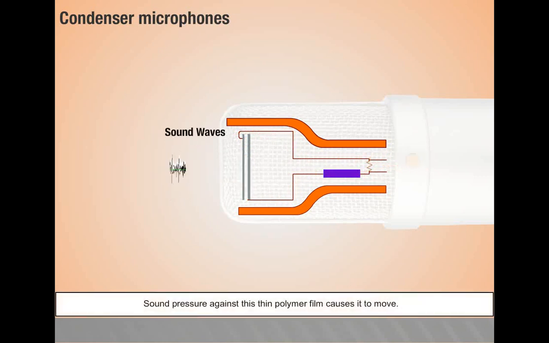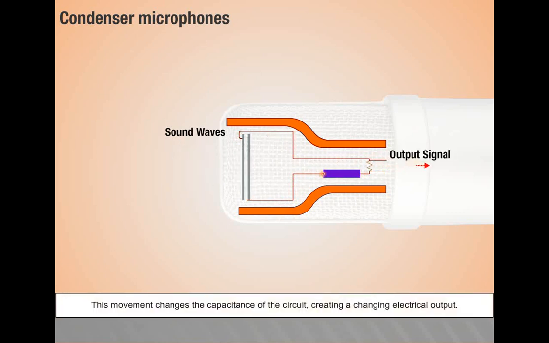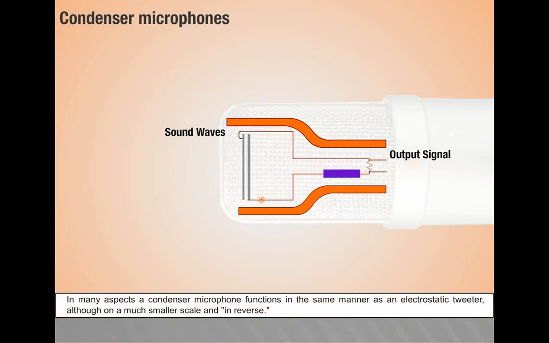Sound pressure against this thin polymer film causes it to move. This movement changes the capacitance of the circuit, creating a changing electrical output. In many aspects, a condenser microphone functions in the same manner as an electrostatic tweeter, although on a much smaller scale and in reverse.